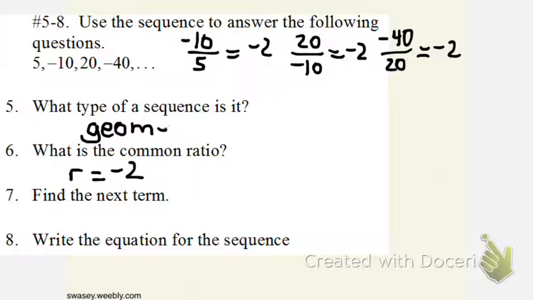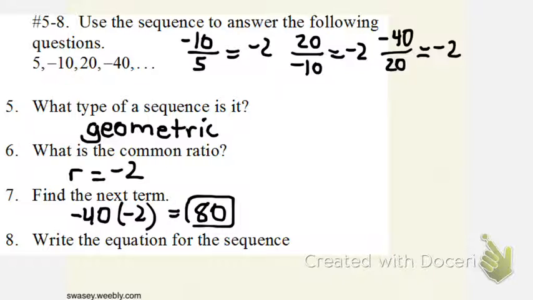So if you're multiplying by the same number each time, it's geometric. Anytime you're alternating signs on a geometric, then the common ratio has to be a negative. To find the next term, do negative 40 times the common ratio, which is negative 2, and we get positive 80 for our next term.